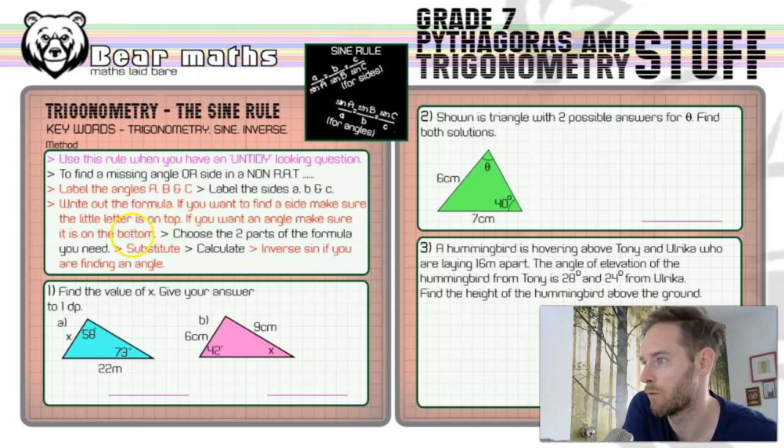So you write out the formula and you choose the two parts of the formula that you need. There's always going to be one that you're going to be able to cross off and say, I'm not going to use that part of it. It's going to be the A bit, the B bit, or the C bit. You substitute into it, you calculate, and then you inverse the sine if you're finding an angle. And that's it.